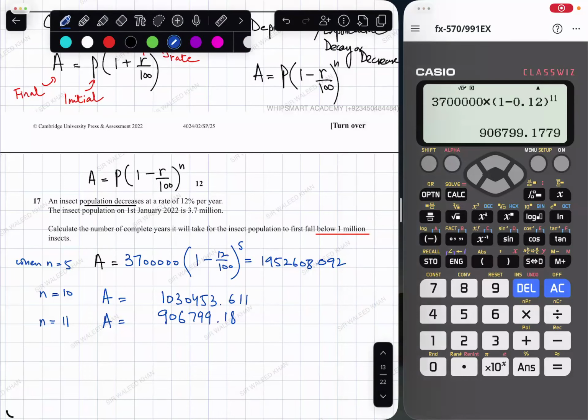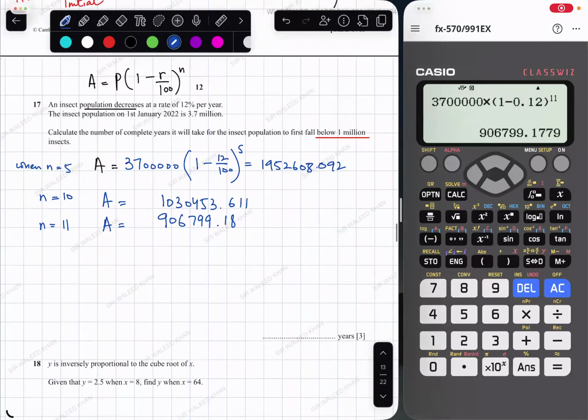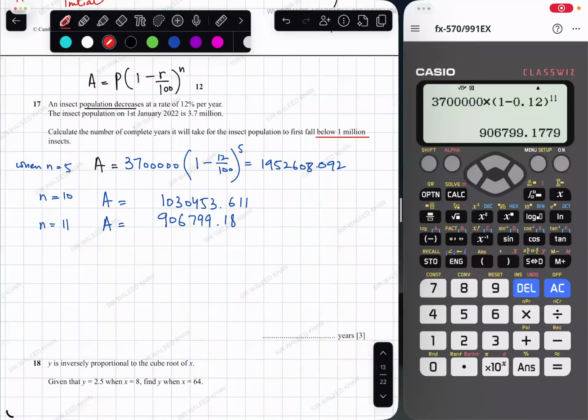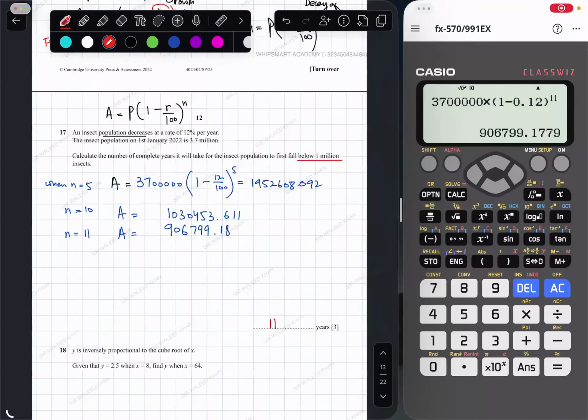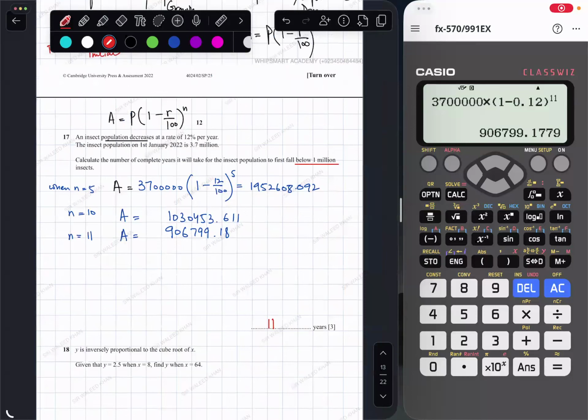Yes, Rehan, ask. Sir, I have a question. Ask. Sir, if we were using simple interest, what would be the formula if it was a question regarding decay?